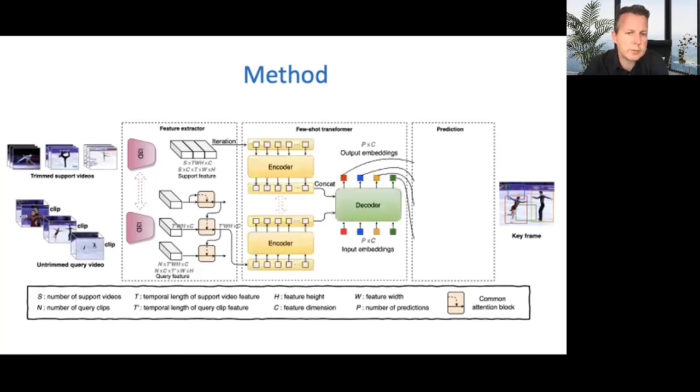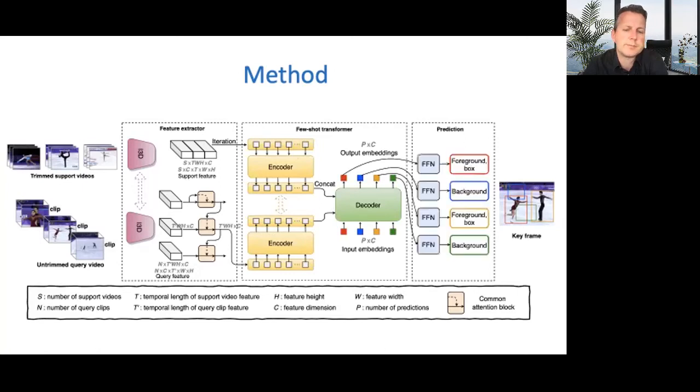So here we have the few-shot transformer. The features go into the encoder. We concatenate them, the ones for the support videos and for the query videos go into the decoder, and then eventually we do our prediction using Hungarian matching between the boxes. It predicts a foreground box and a background box, and we link them together using dynamic programming. That provides the tuplet in the query video.